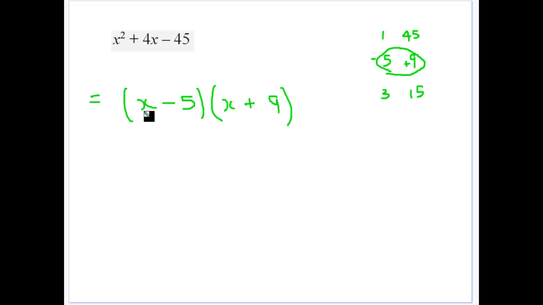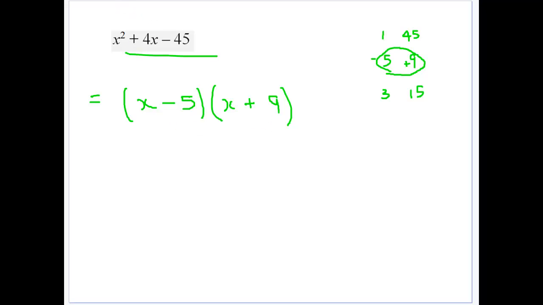Again, we could check: 9x minus 5x gives us positive 4x when we expand it out. Minus 5 times 9 is minus 45. So that works out nicely for us. So it gives us what we need in that regard. Okay, again, expand it out. If you're not sure if you got it right, expand it out, and you should get back to that expression.